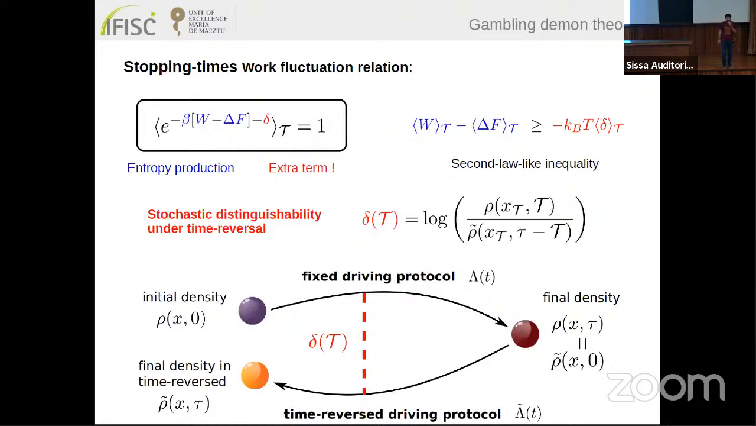Sorry, perhaps what I was asking was not that clear. Could you see your gambling demon as related to a sort of fugacity or chemical potential? Not to my knowledge. Okay, thank you.